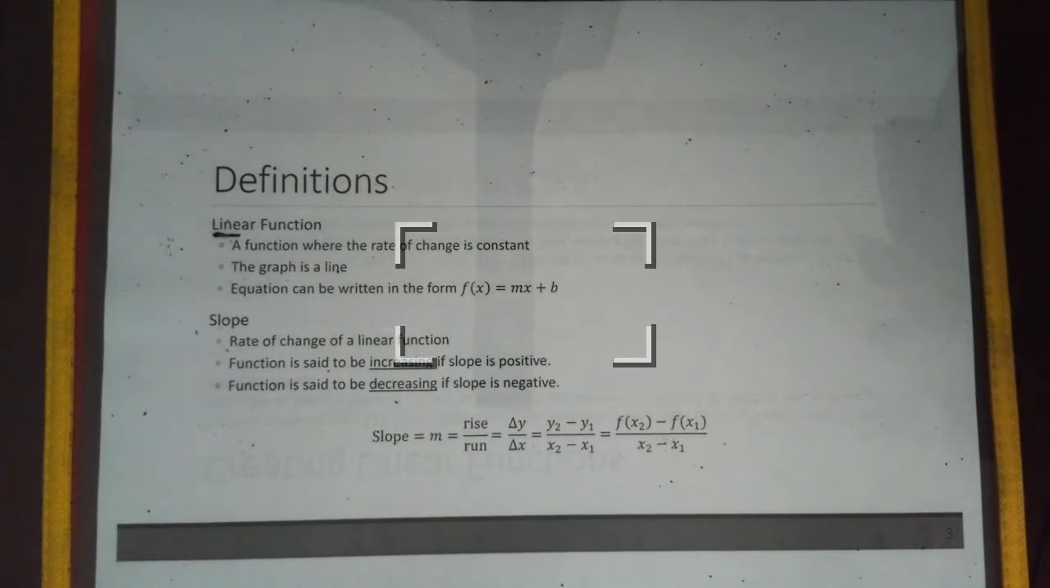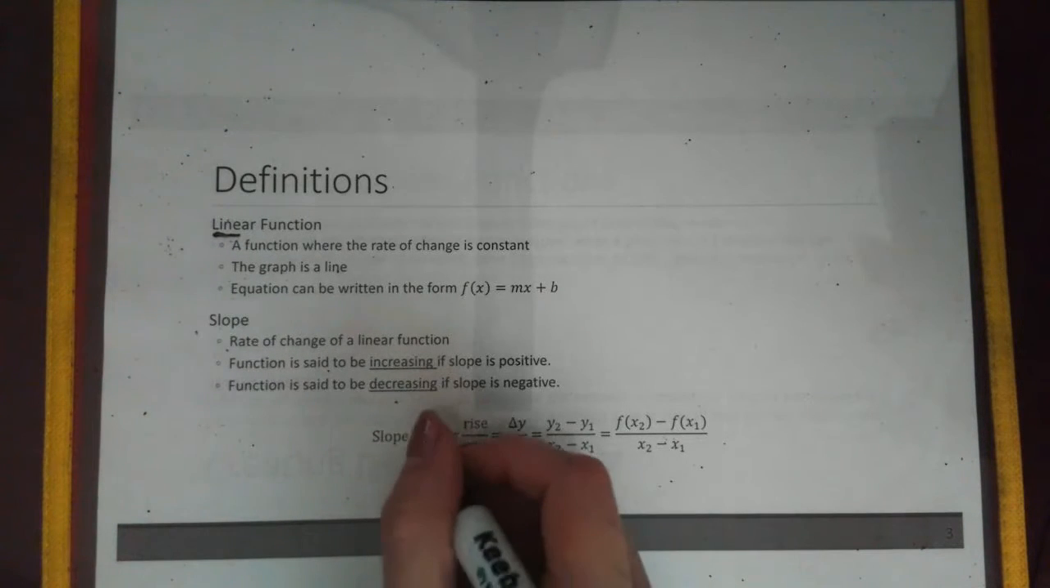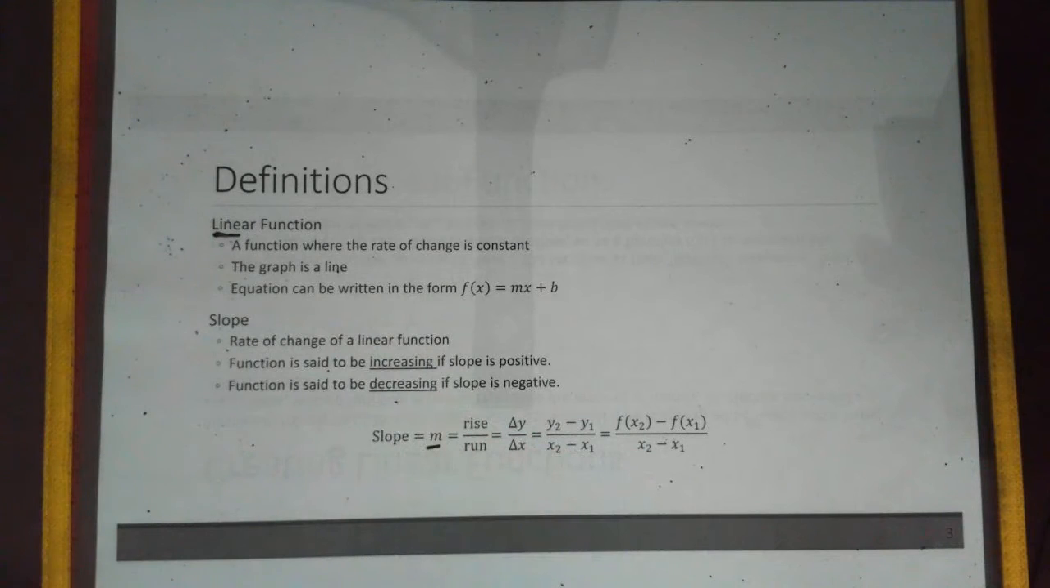So this idea of a slope, it is the rate of change of a linear function. We say that linear functions are increasing if the slope is positive, and decreasing if the slope is negative. When it comes to finding the slope, we use the letter m to represent slope. We can think of slope as rise over run, or as delta y over delta x, meaning the change in y over the change in x.